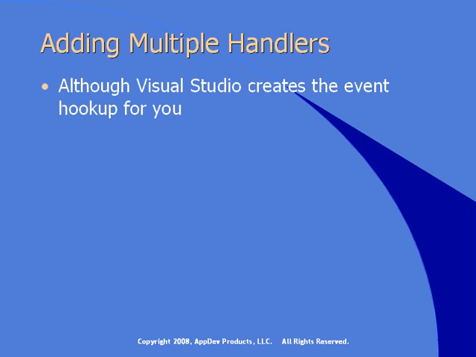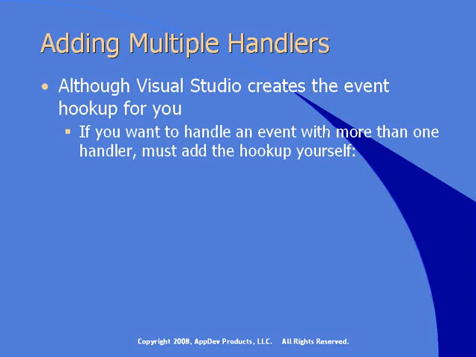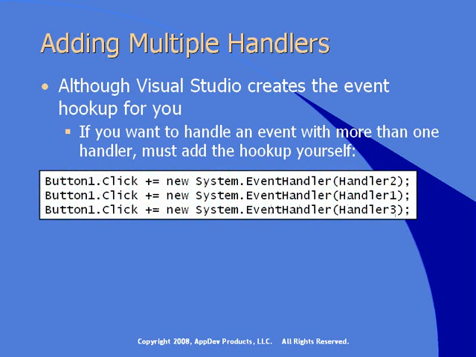Although Visual Studio creates event handler hookups for you, if you want to handle an event with more than one handler, you'll have to add the hookup yourself. And the code might look something like this. Here we'll have 3 handlers for button 1's click event. In each case, we use the plus equals operator to add an event handler to the linked list of event handlers and specify the address of the procedure you'd like to call. In this case, handler 2 will get called, then handler 1, and then handler 3 for each click of the button. If you want to remove event handlers, use the minus equals operator. Otherwise, the syntax is exactly the same.